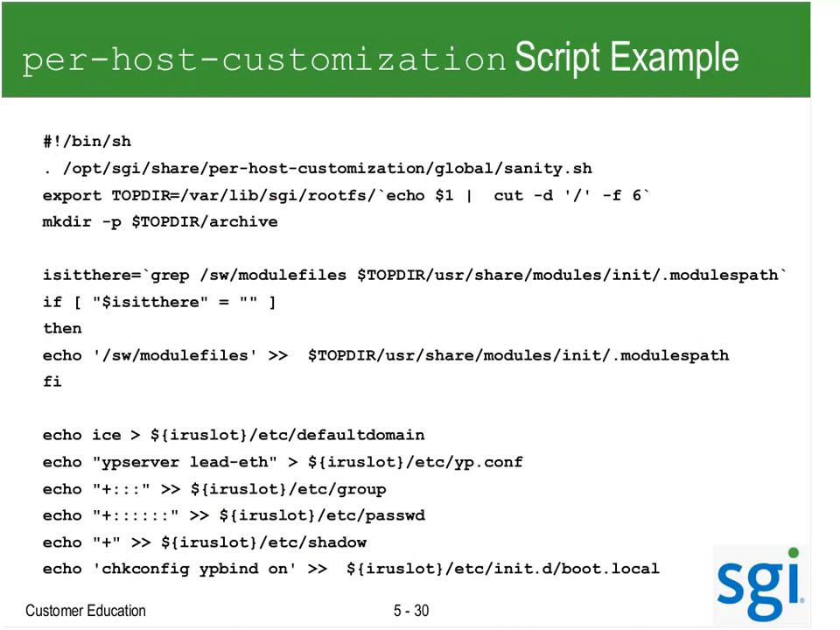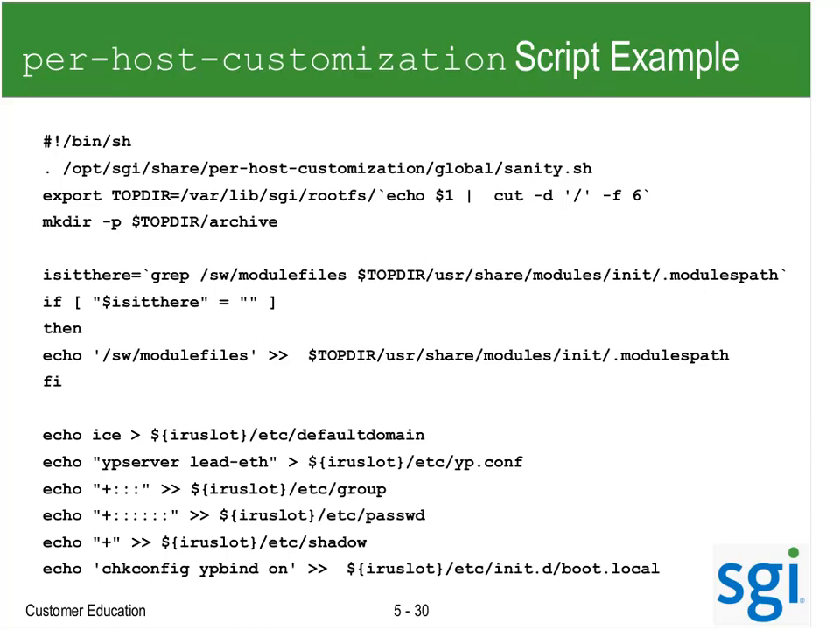So I'm echoing $1 and then getting rid of the var lib SGI root FS to get to my top directory. And then in that top directory, I'm making /archive. So there's going to be a mount point in /.